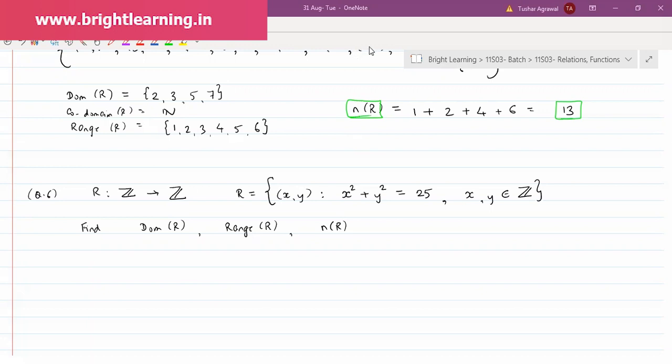In the chat box, simply write the cardinality of R. How much will it be? No, wrong. Pujita, wrong. No.